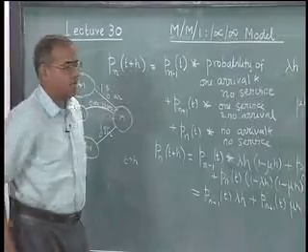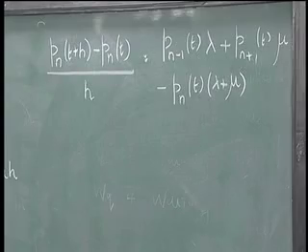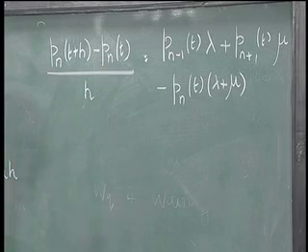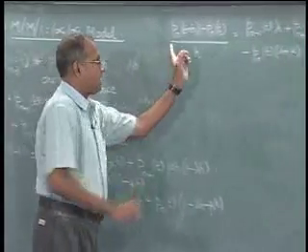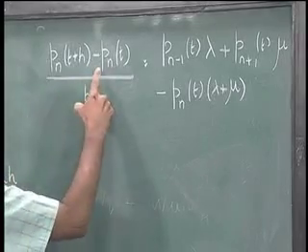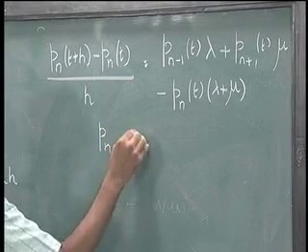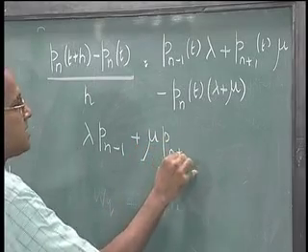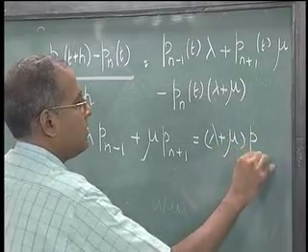Now, from this equation, if we apply the steady state condition, which means the change of P n with t over the interval h will be 0 at steady state. At steady state, the probability is not going to be time dependent. So, when we apply the steady state condition, this portion becomes 0. So, we have lambda P n minus 1 plus mu P n plus 1 is equal to lambda plus mu times P n.